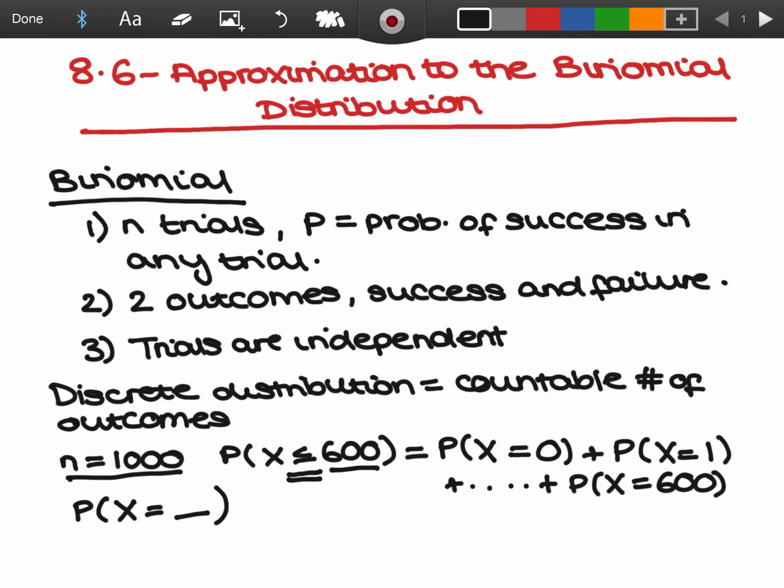What can we do? So what they did was they said, okay, well, we know how the normal distribution works. They have way more information about the normal distribution. So they said, we're going to take our discrete distribution, this binomial distribution, and we are going to approximate it using this continuous normal distribution that we know way more about. So let's come over to our normal distribution.